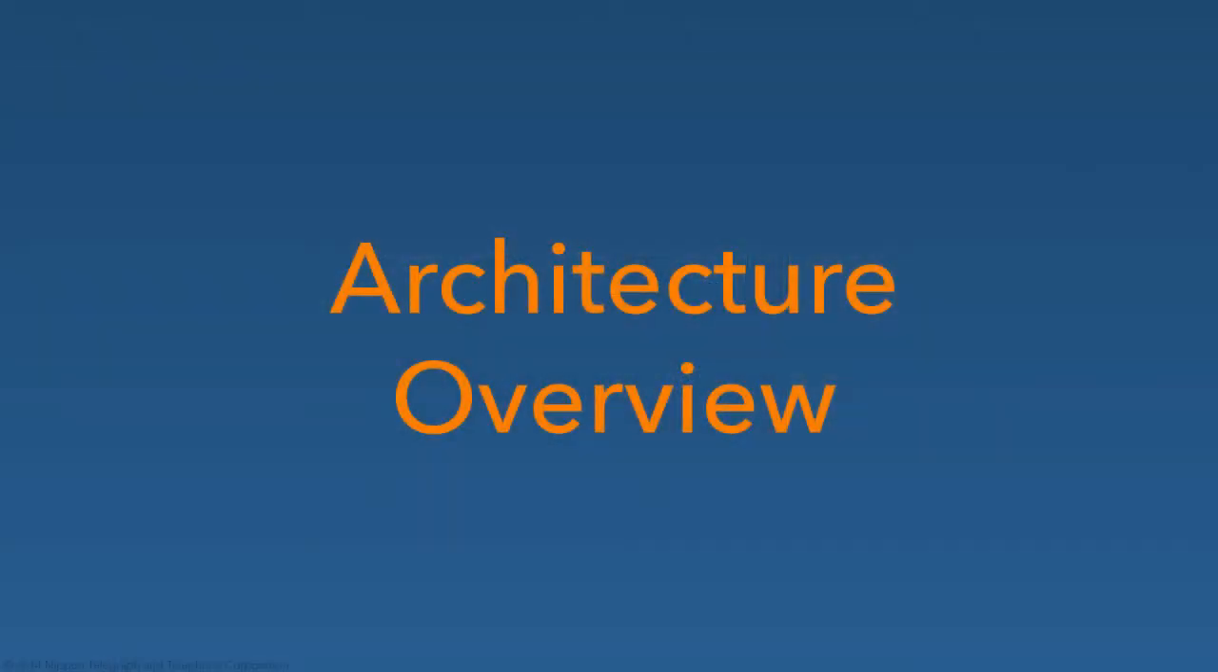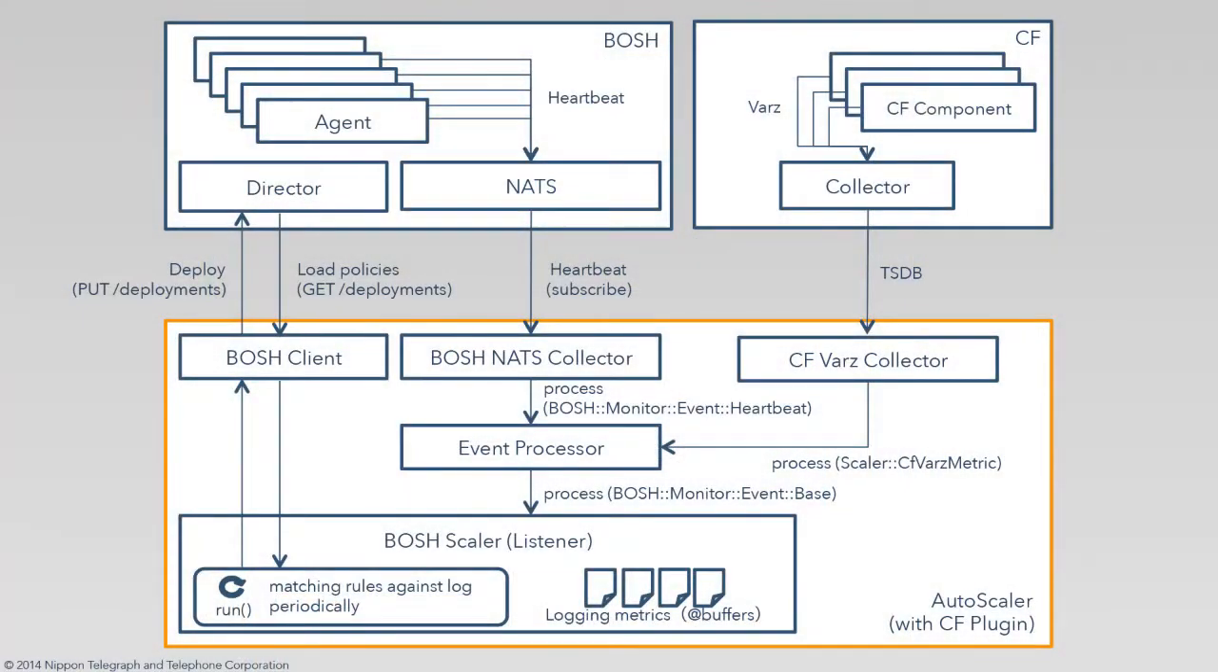So let's look at an overview of the BOSH AutoScaler architecture. This is an image of the BOSH AutoScaler architecture. The rectangle at the bottom is the BOSH AutoScaler and its components. The BOSH AutoScaler has two main parts, one consisting of collectors and the other consisting of the scaler.